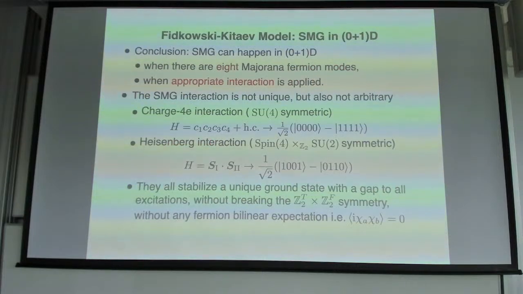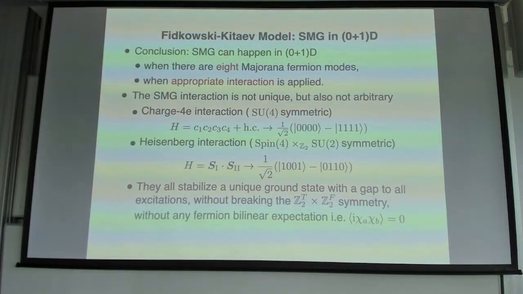Okay. So the conclusion basically is that symmetric mass generation can happen in 0 plus 1D under 2 conditions. First, when there are 8 Majorana fermion modes so that you cancel the anomaly. Secondly, you need to add an appropriate interaction to the system. I want to make an interesting comment that the SMG interaction is not unique, but it's also not arbitrary. We just discussed this interaction, right? I use this as an example.